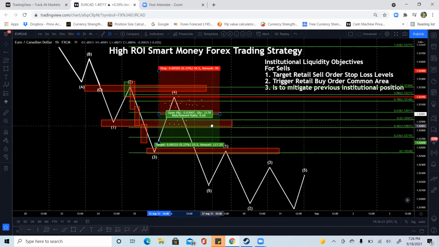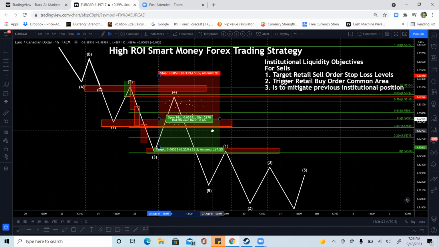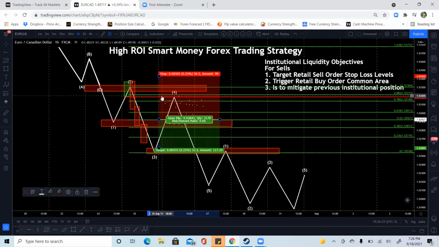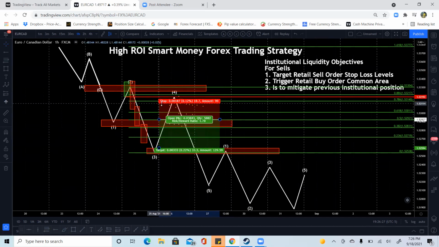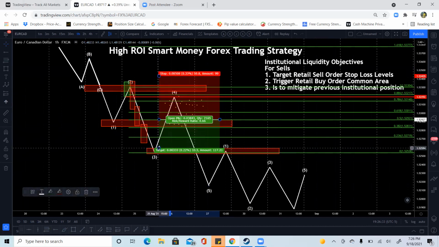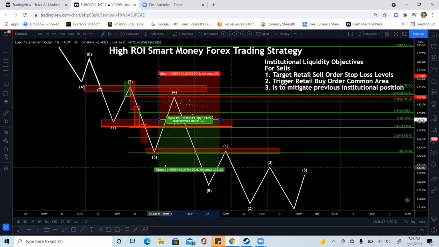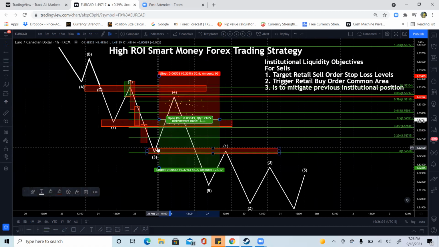So let's say you take a 50% Fibonacci, going back to the retail mindset, and you have your stop loss way up here. But your target effectively is either the next zone or maybe an extension point here. So you have a one-to-one risk reward trade.